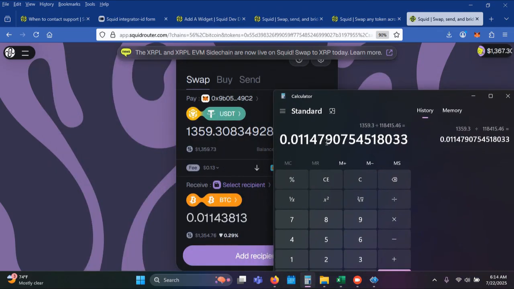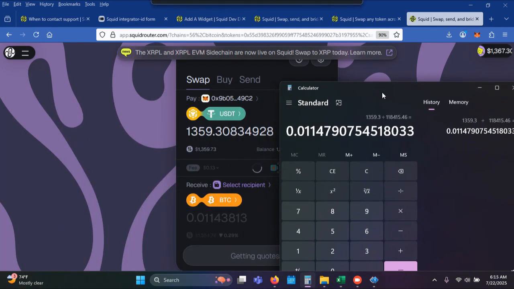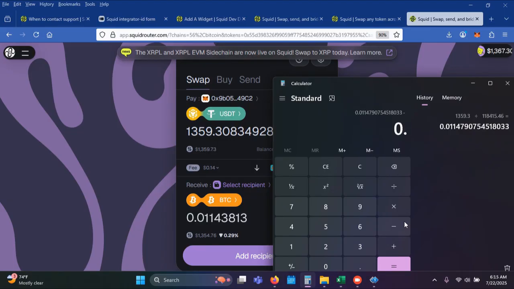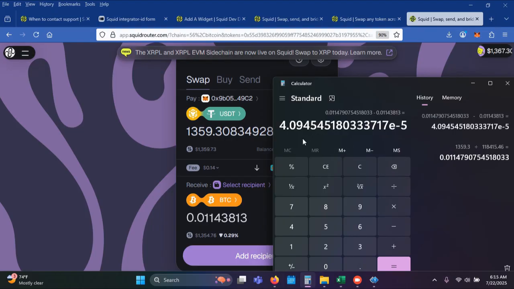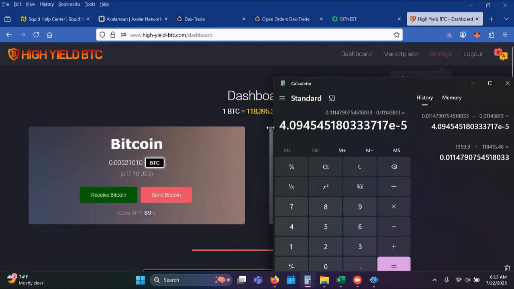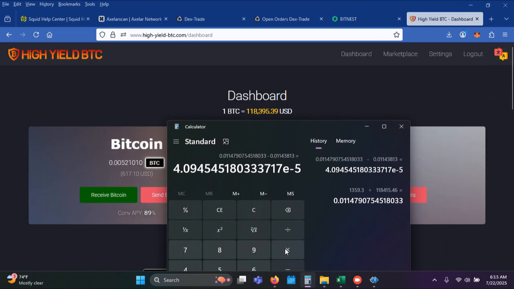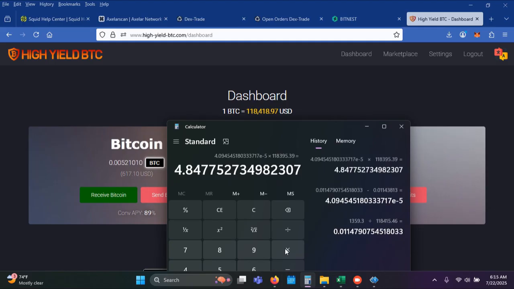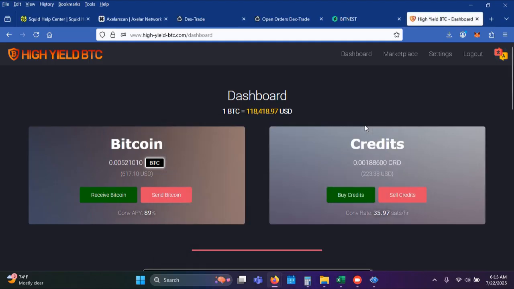This is the exact amount if I pay no fees. This is how much I'm going to be getting, guys. So I'm going to subtract that 0.01143813. That's how much I'm paying, guys. And to multiply that times the current price of Bitcoin, we're going to see it in US dollars, times 118,395.39. I'm paying $4, guys, to convert over $1,000 in USDT to Bitcoin, which is phenomenal. I'm down with this. So in this video, I'm just going to go through the process of what it takes to transfer that over.